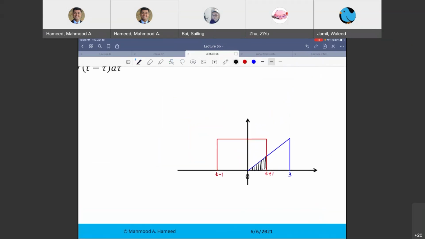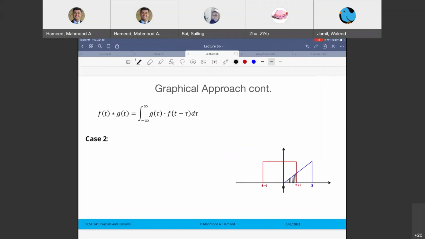We have to find two things here. One is easy, one is difficult. The easy thing is the integration. The difficult thing is the range of time for that case 2. The first one was easy: t plus 1 less than 0. How about this? t plus 1 and 0. Obviously, over here, t plus 1 should be greater than 0. How about the other side?